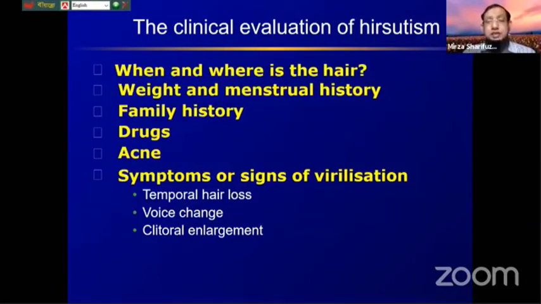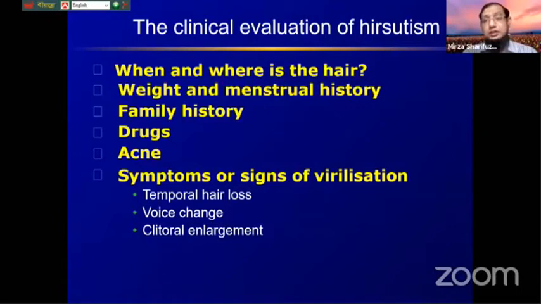And weight and menstrual history is also important. As I mentioned earlier, weight itself can cause hirsutism, so the patient's weight should be evaluated. Menstrual history is important because in ovarian disorders like polycystic ovarian syndrome, the patient will have anovulation and menstrual abnormality. We should take family history because certain conditions run in families.